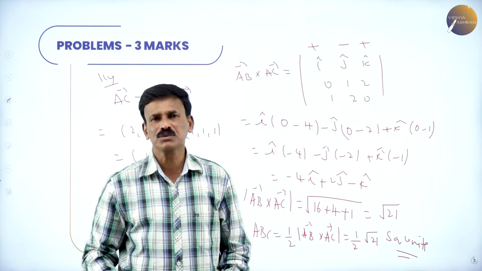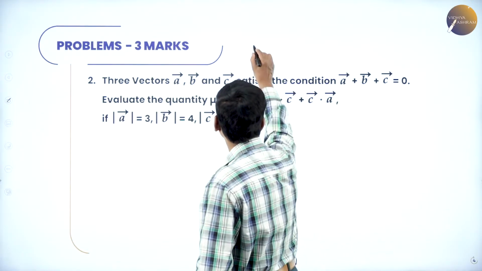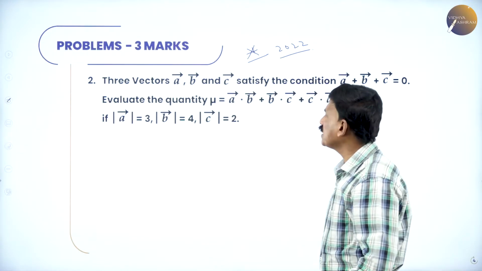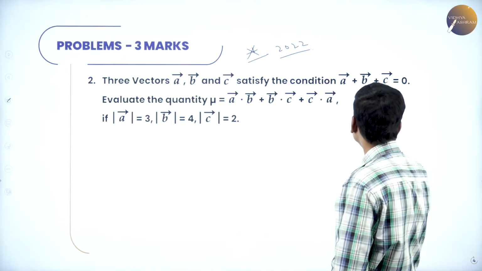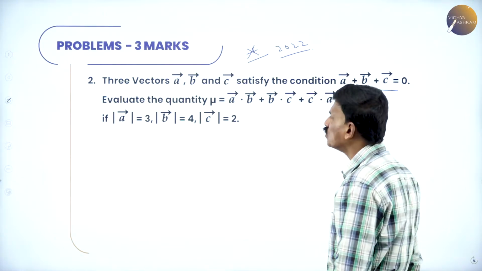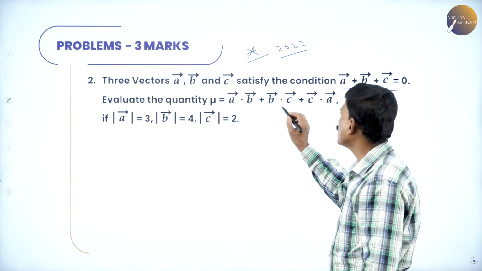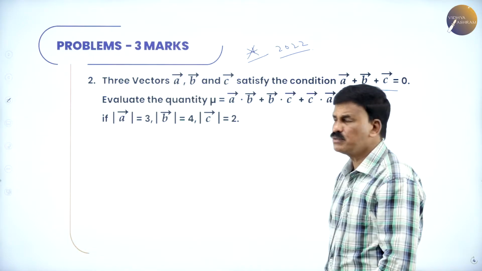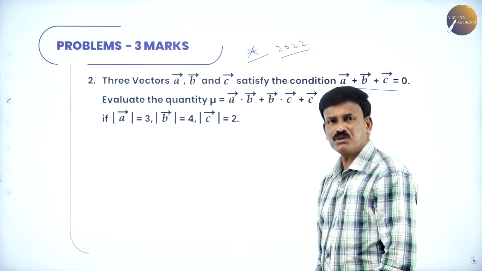Okay, now let us come to the next problem. These type of problems are also very important from the point of view of examination. So here three vectors A, B and C satisfy the condition. What is the condition? A plus B plus C, the sum of three vectors, is equal to 0. Evaluate the quantity mu. What is mu? A dot B plus B dot C plus C dot A, if length of A is equal to 3, length of B is equal to 4 and length of C is equal to 2. So this is a very important type of problem.